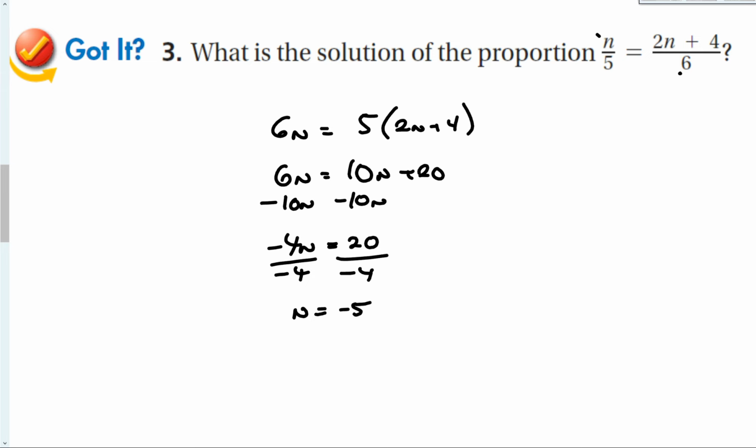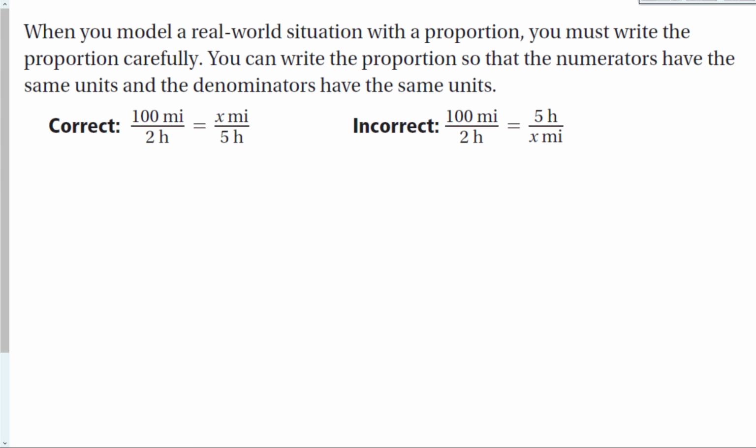Okay? Cross multiply, solve the equation. So when we model real world situations, which is really where proportions are used most often, we must write the proportion very carefully. You can write the proportion so that the numerators have the same units and the denominators have the same units. So notice, this one's correct.